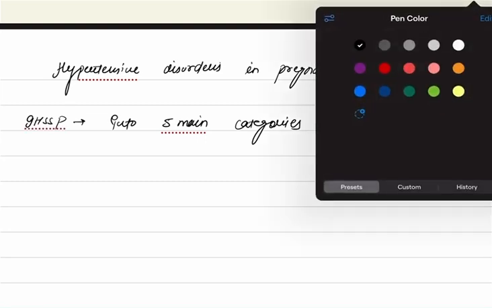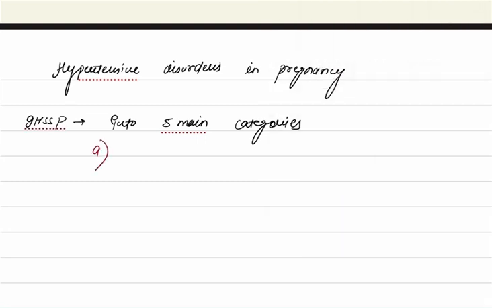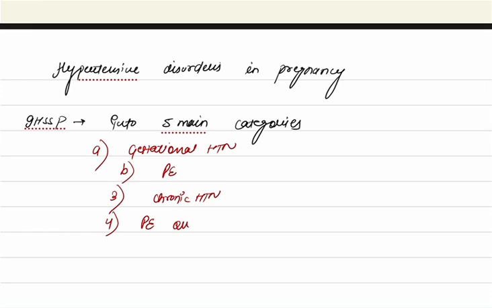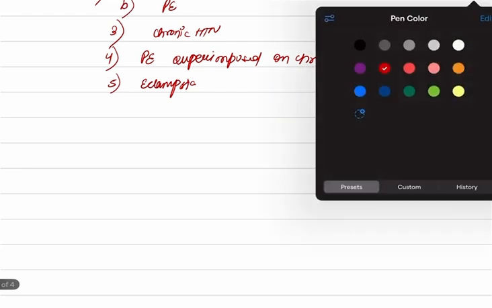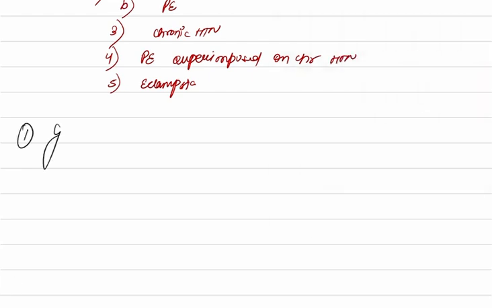That is, one is gestational hypertension, second is preeclampsia, third is chronic hypertension, fourth is preeclampsia superimposed on chronic hypertension, and fifth one is eclampsia. Let's study one by one. First is gestational hypertension.